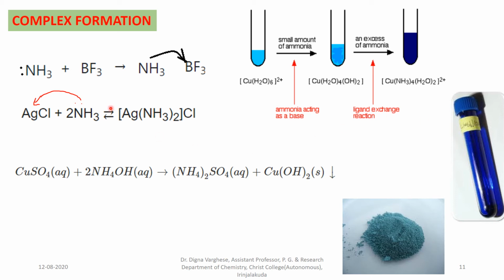These two reactions, that is silver chloride and copper sulfate solution with ammonia, are used for the detection of metal ions such as silver ion and copper ion in solution in inorganic qualitative analysis.